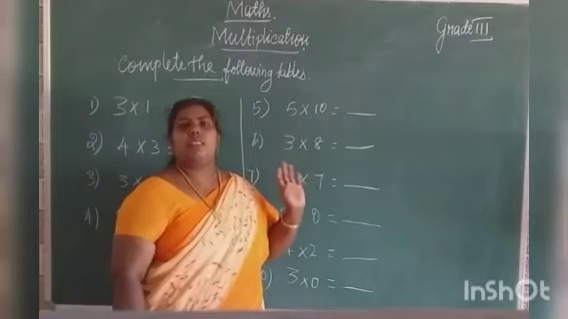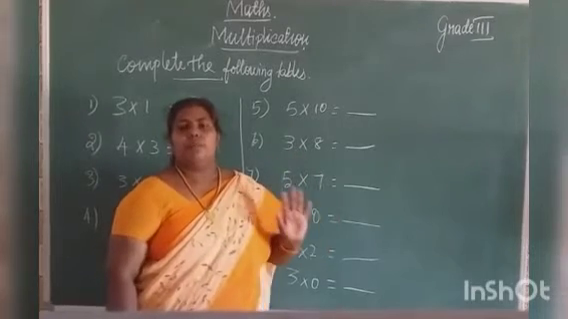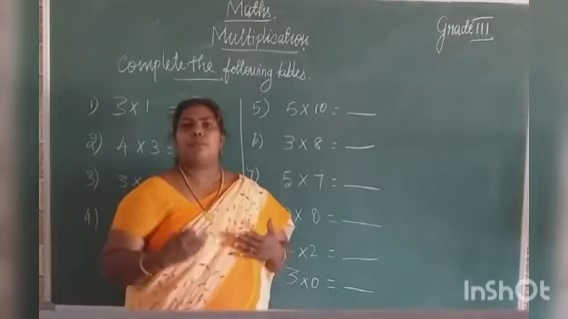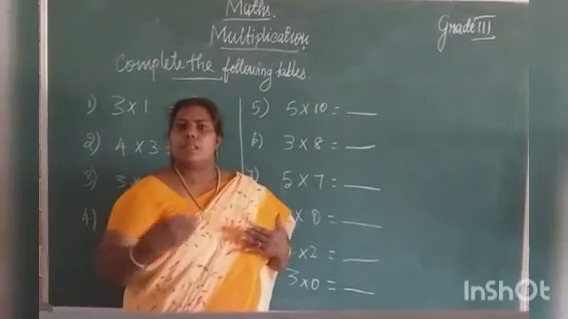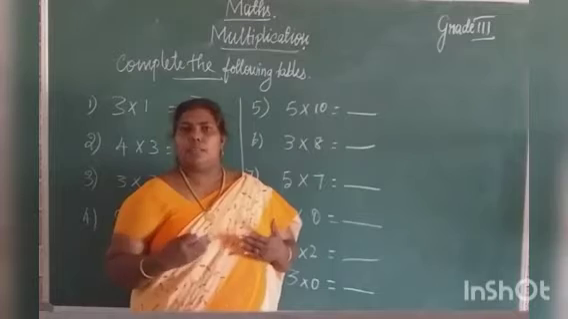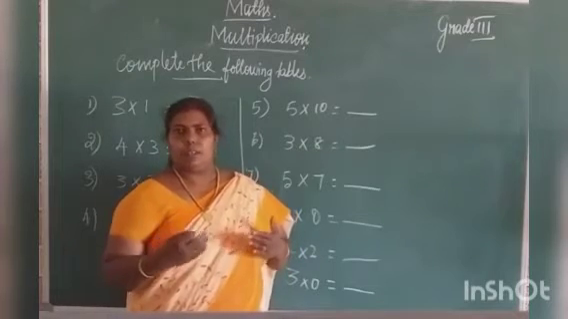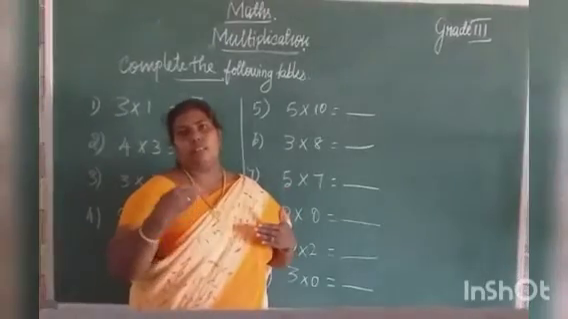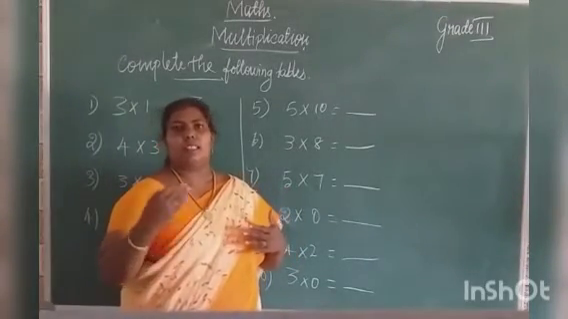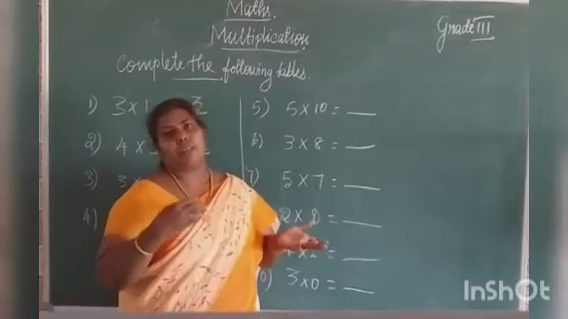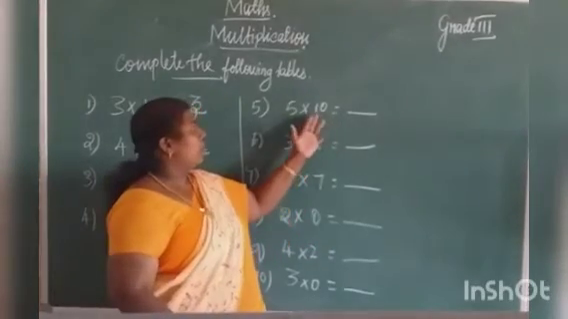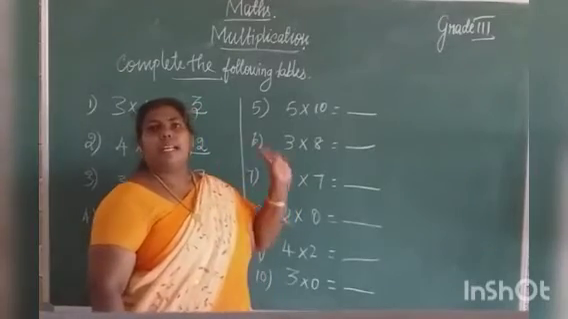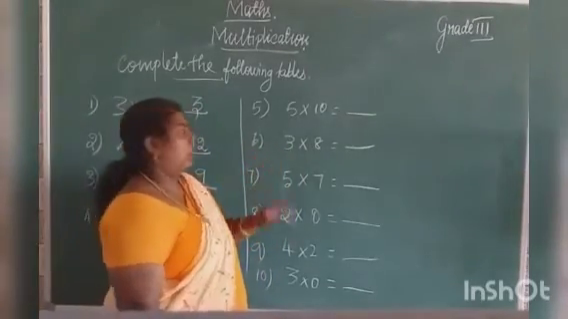It's very easy. The 10th table and the 5th table. Fifth table: 1 5 is 5, 2 5s are 10, 3 5s are 15, 4 5s are 20, 5 5s are 25, 6 5s are 30, 7 5s are 35, 8 5s are 40, 9 5s are 45, 10 5s are 50. We can add 5 each time. Like that the 10th table also: 2 tens are 20, 3 tens are 30, 4 tens are 40, 5 tens and so on. So here we can use the 5th table. 5 times 10 is 50 only.